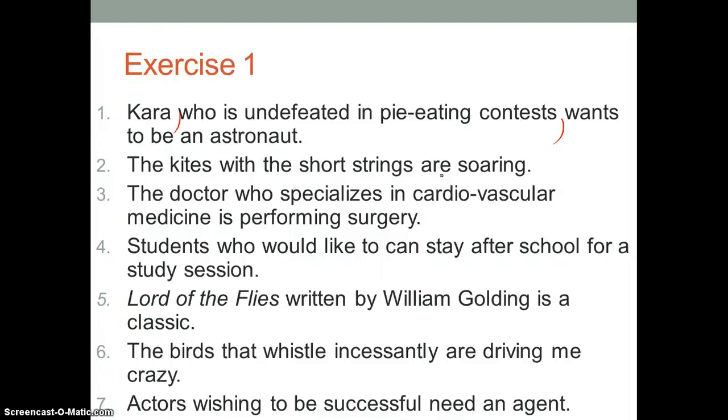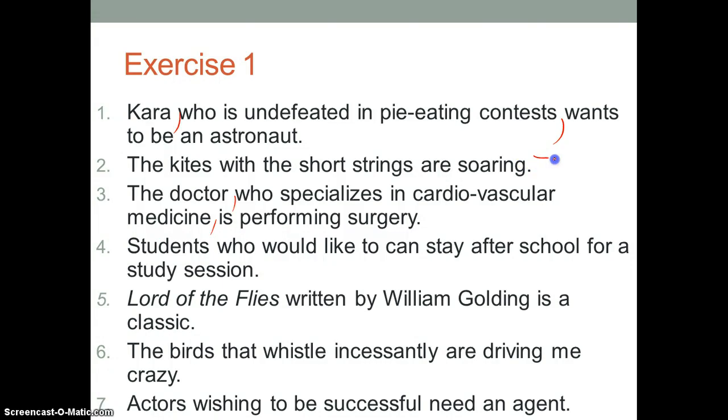This one's kind of similar, it depends how you read it. You could read it, the doctor, who specializes in cardiovascular medicine, is performing surgery, in which case it's telling you bonus information about the specialization of the doctor. You might have also read it as, okay, there's 5 doctors and I want to know which one is performing surgery, and I'm answering, oh, the doctor who specializes in cardiovascular medicine is performing surgery. In that case, it's telling us which one, it's essential, and you don't include the commas.